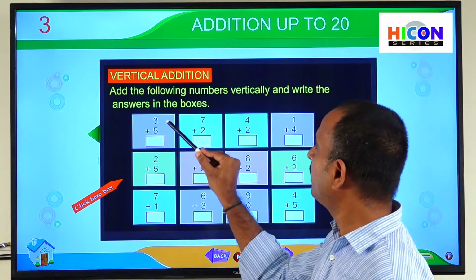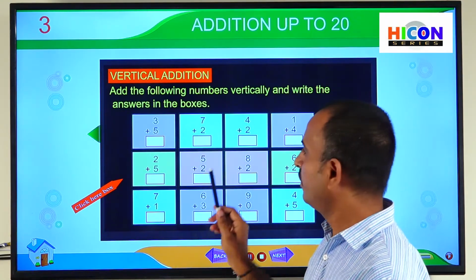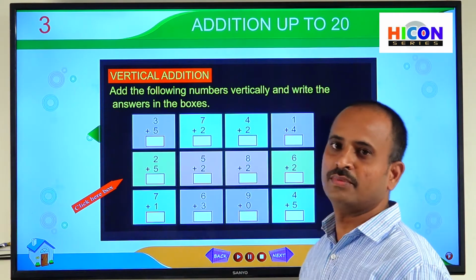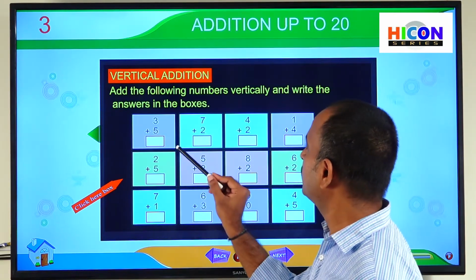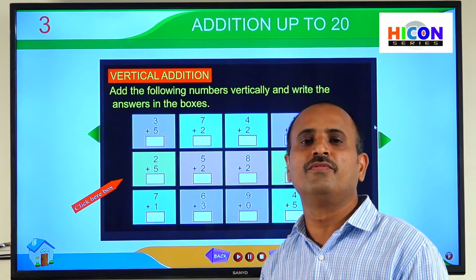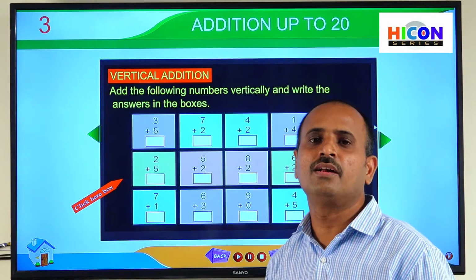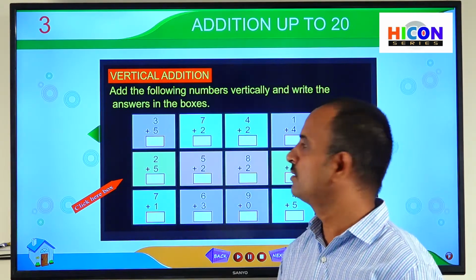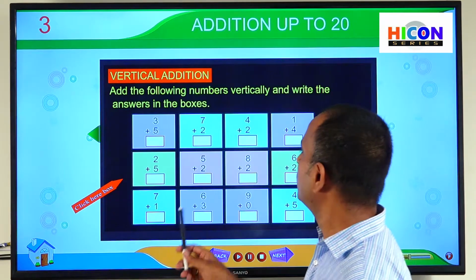Now we have to add these numbers vertically and write the answer in the box provided below the two numbers. So, vertical addition. Horizontal and vertical addition can also be done with the help of our fingers, and also some additions can be practiced by using addition facts. See some problems in this addition.